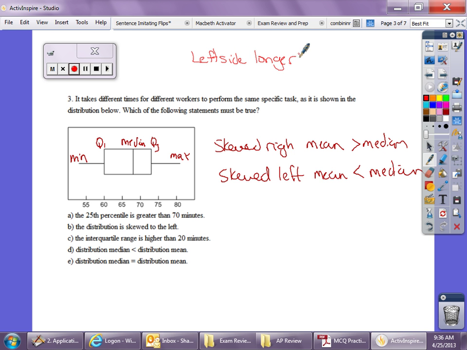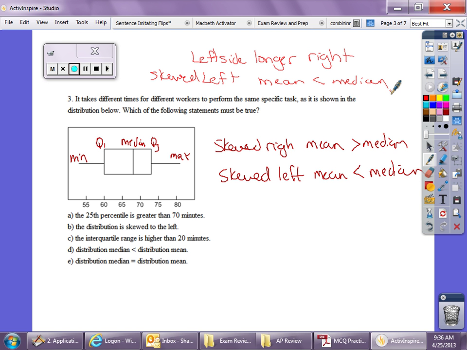If the left side is longer than the right, that means I have skewness in the left direction. And if it's skewed left, then I know that my mean will be less than my median. These are all the things that I want to pick out before I even begin to look at the statements, because these are the type of statements that they're dealing with, and it's helpful for me to have an idea of what I think is going on before I let them influence me with their statements.